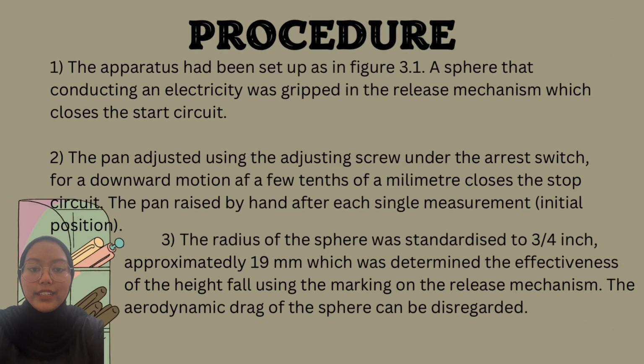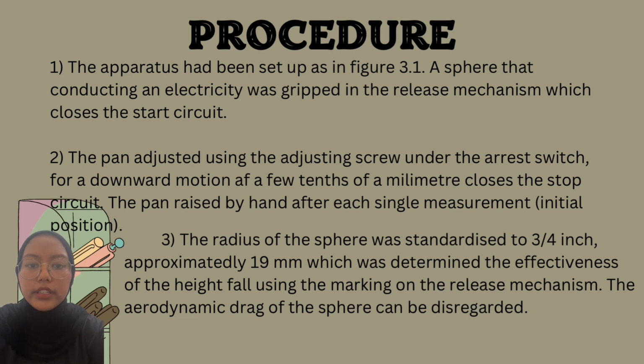And the procedure is as follows. The apparatus is set up as in figure 3.1. A sphere that conducts electricity was gripped in the release mechanism, which closes the start circuit. Second, the pen is adjusted using the adjusting screw under the impact switch, so that a downward motion of a few tenths of a millimeter closes the stop circuit. The pen is raised by hand to the initial position after each single measurement.